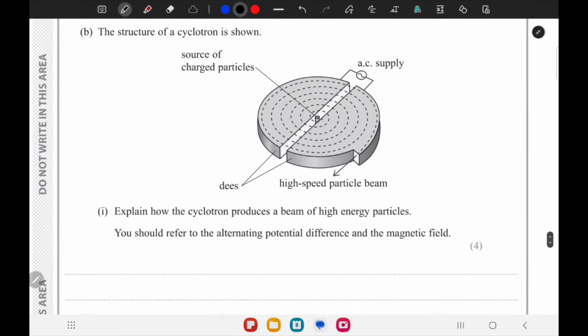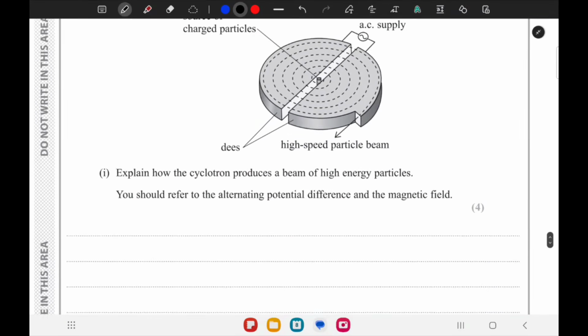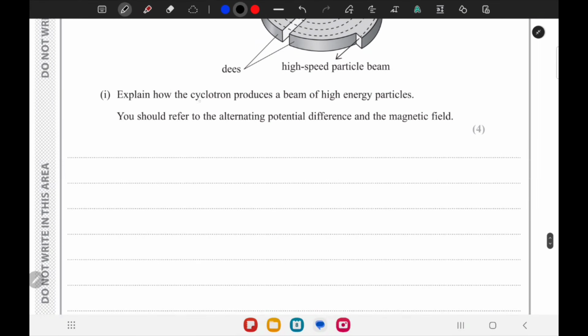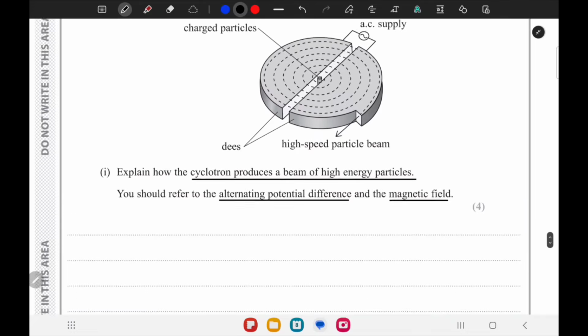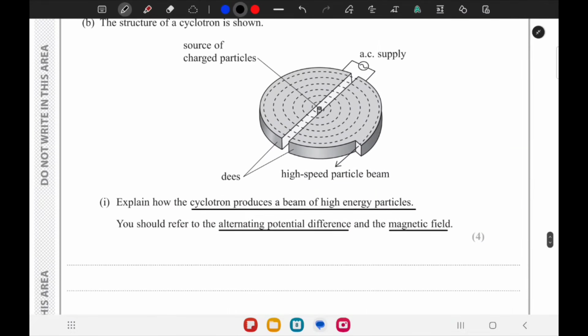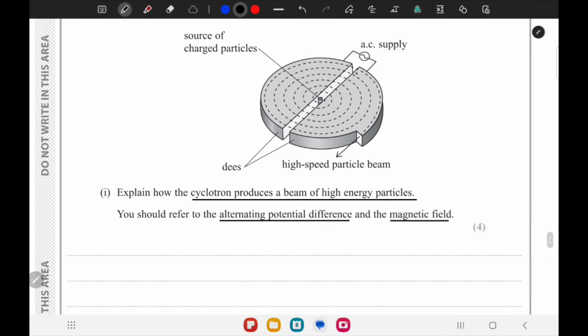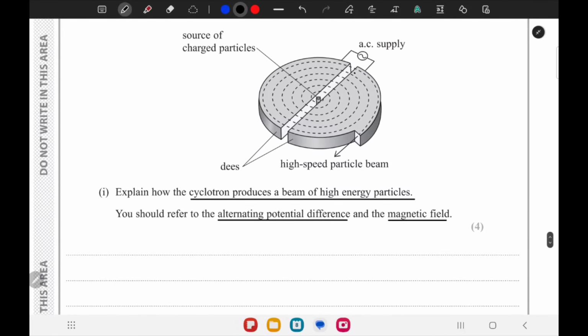Now in part B, we are asked a question about cyclotrons. In this question, we have to explain how a cyclotron produces a beam of high energy particles. We have to refer to the alternating potential difference and the magnetic field over here. So here the electric field would accelerate the particles, while the magnetic field keeps the particles in circular motion.